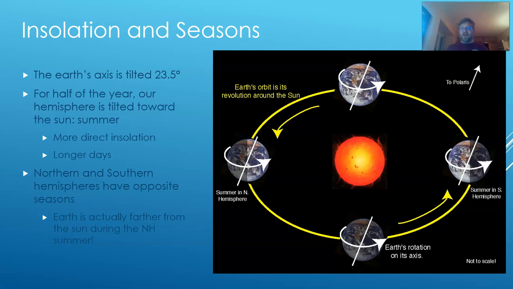So whenever your hemisphere is tilted towards the sun, you're going to have summer. It's going to be warmer overall. You're getting more energy, more insolation. When your hemisphere is tilted away from the sun, you're going to get winter. You're going to get less energy, more spread out, and it's going to be colder. And so this tilt is why our seasons are opposite in the northern hemisphere and southern hemisphere.